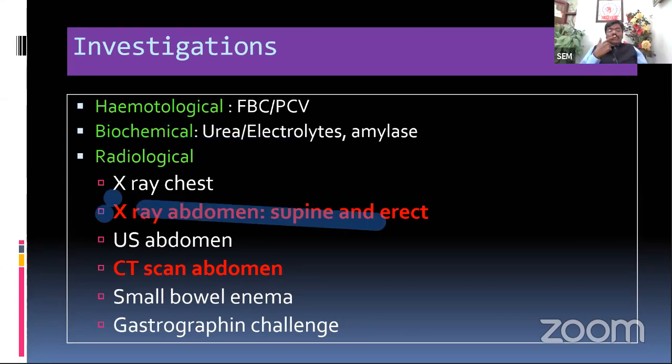Okay. Then coming to the radiological investigation, you have to go for an X-ray chest, X-ray abdomen erect and supine, ultrasound abdomen.